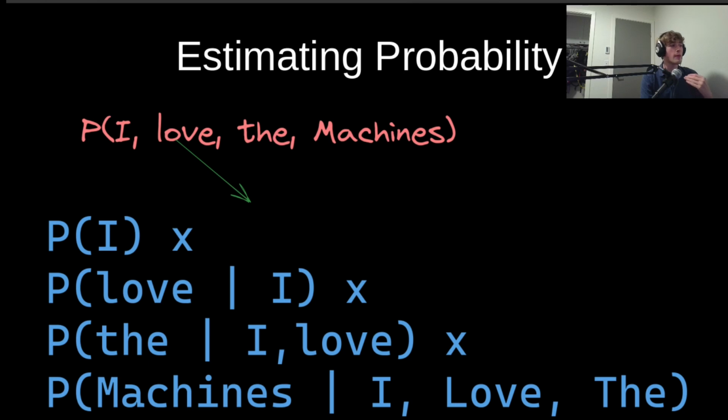So what we want to do is calculate the probability that we encounter the token I, then multiply that by the probability that we will encounter the token love, given that we've already encountered the token I, then multiply that by the probability of us finding the token the, given that we've already seen I and love, and so on and so forth, right?